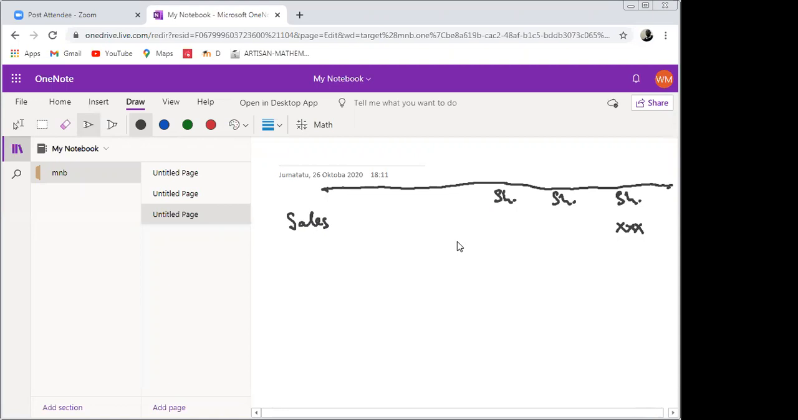Sometimes you can sell the items. Remember, sales is the amount of money you have received after selling a certain amount of goods. So this is what you have received after selling the goods, the whole of that particular financial year. So you record here the amount.